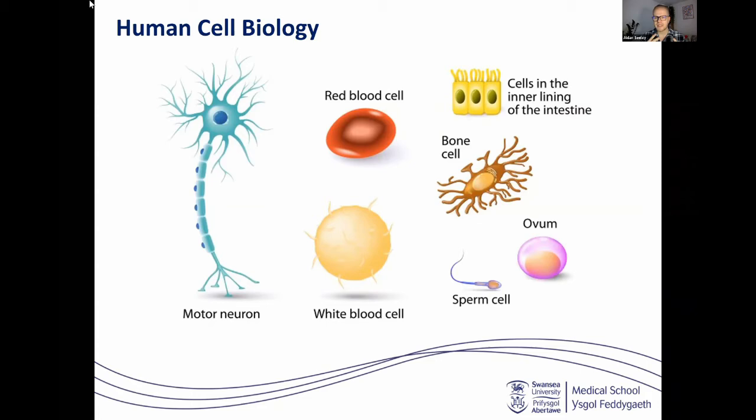So things like the ovum or the egg cell, and obviously cells like sperm cells. So we have all of these different cells and different functions. So how on earth can we grow them in the lab? And how can we research these in the lab setting?